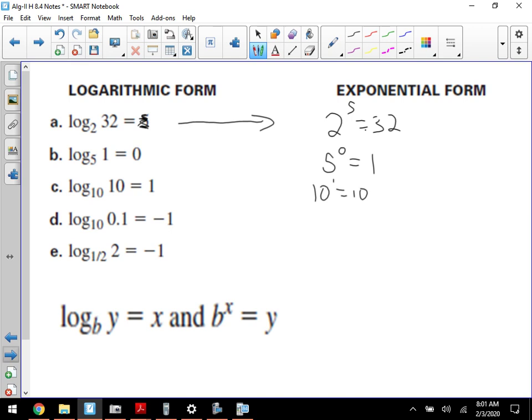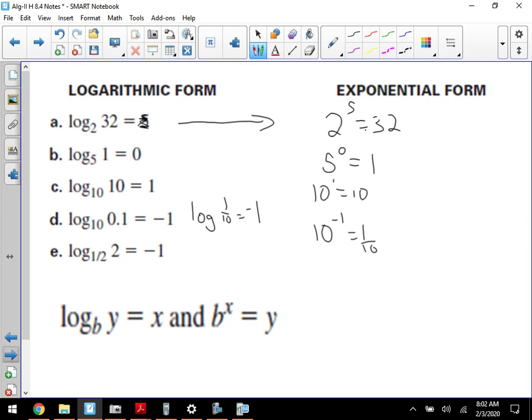When you see decimals, log base 10 of 0.1. Whenever you see a decimal, I'm going to rewrite it as a fraction. 0.1 is 1/10. So this is the same thing as saying log of 1/10 is -1. That means 10 to the -1 is 1/10. Makes sense, doesn't it? Notice the base wasn't negative. The negative is just the exponent.